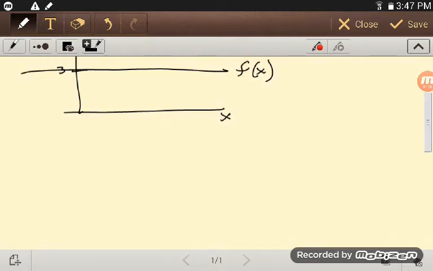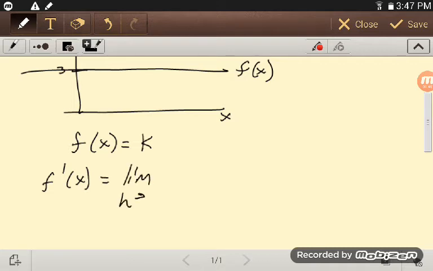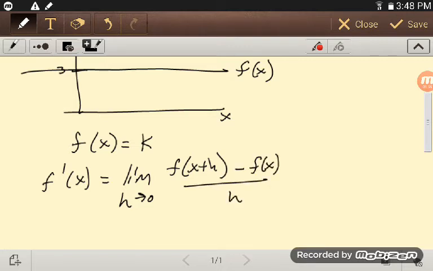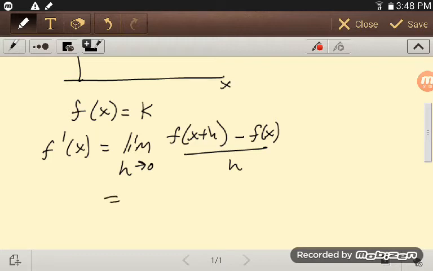And now, here's the theoretical mathematics. So suppose I have f of x is equal to some constant k. Now, let's find f prime of x. That is defined as the limit as h goes to 0 of f of x plus h minus f of x, divided by h. But now, evaluating those, we have the limit as h goes to 0.